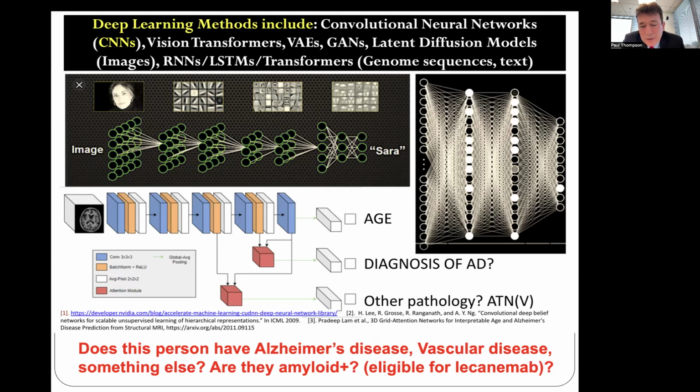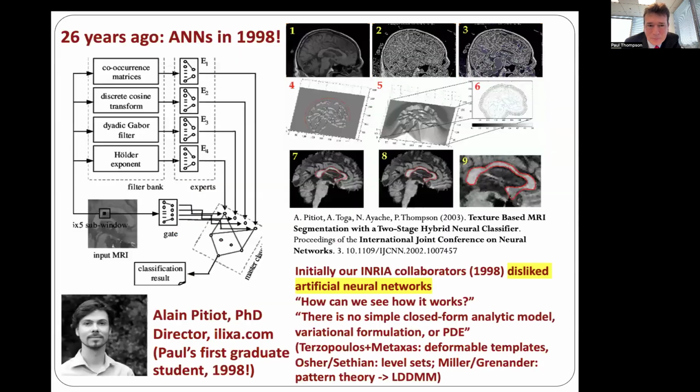And you might want to run this to see if the patient's eligible for a certain treatment. So lecanemab, for example, is a treatment for amyloid accumulation in Alzheimer's disease, and you want to know beforehand if people going to get that were amyloid positive. So such a task can be done with a neural network.